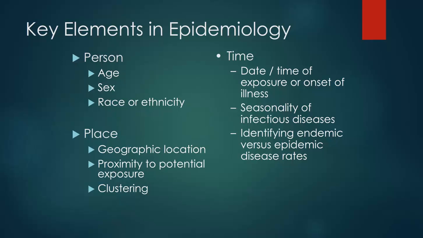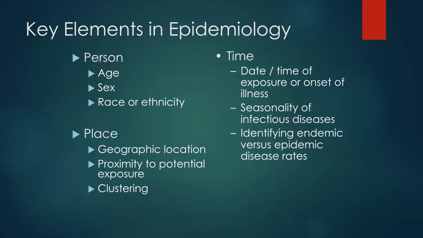There are three key elements that epidemiologists consider when they investigate the distribution of disease and exposure. These are person, place, and time. Person characteristics include age, sex, and race or ethnicity. Place can be described by geographic location, proximity to potential exposure, and clustering.